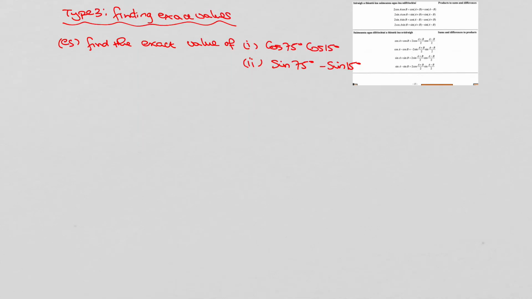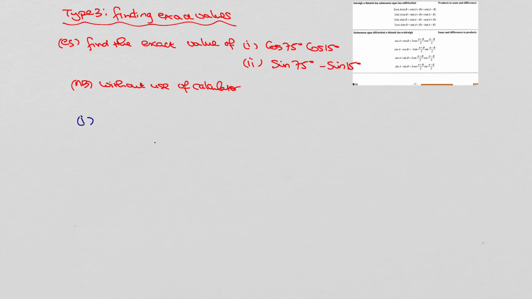So type 3 here, we're asked to find the exact values. So when we're asked to find the exact value, it means we can't sub into our calculator and get an answer. We must use our formulas. So again, if we just make a note here, we say note: without the use of calculator. In other words, we're going to end up with our special angles again. If you can't end up with special angles, then you would have to use your calculator.